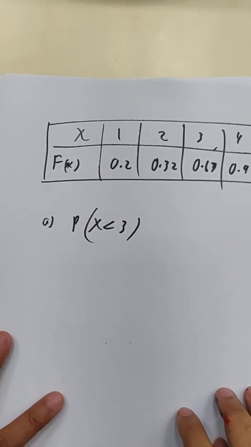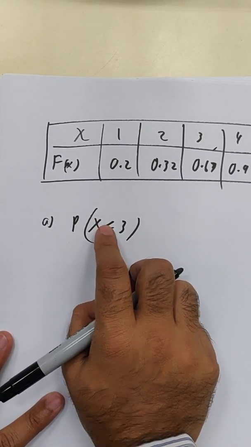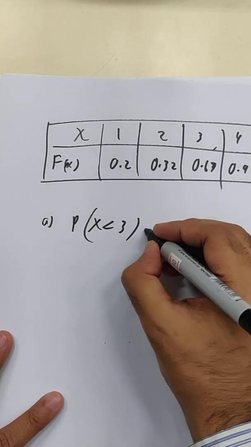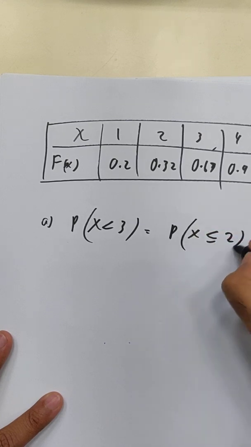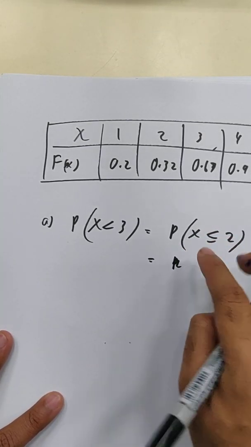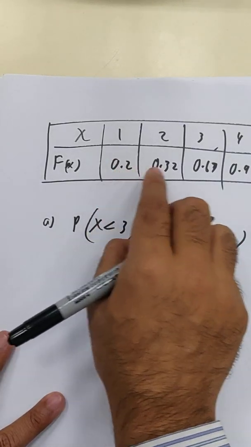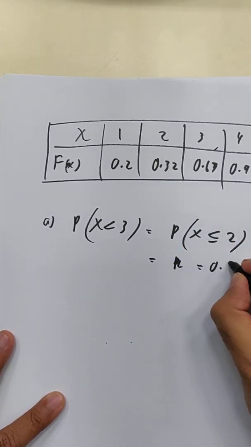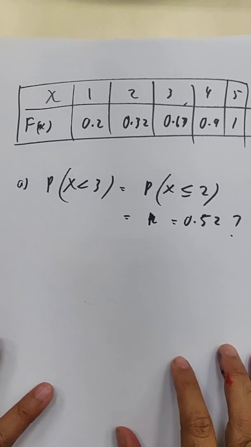Now, let me ask you, what about the probability for you to get P(X < 3)? If less than 3 for a distribution, does it mean equals to 3? We're just taking P(X ≤ 2), okay? Of course, you can mention before that this is 1 plus 2. So should I do 0.2 plus 0.32? Is the answer 0.52? Why not?